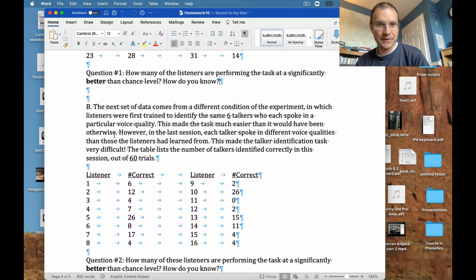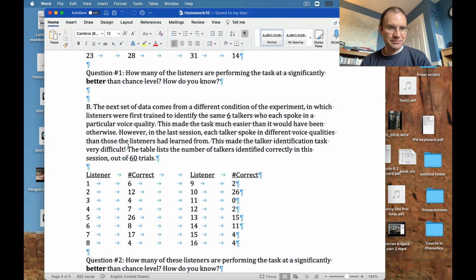So this data set comes from a different condition of the experiment in which listeners were first trained to identify the same set of 6 talkers, but they were speaking in a particular voice quality this time. So like one person might constantly be speaking in breathy voice, and another person might be speaking in creaky voice or something like that. So it makes the voices sound more distinct in training.